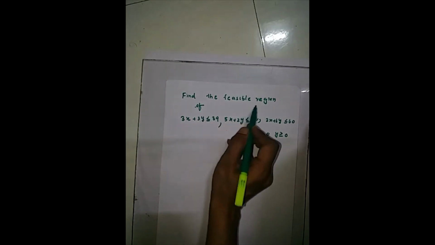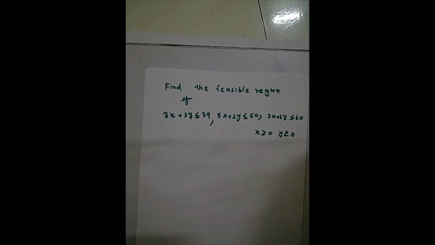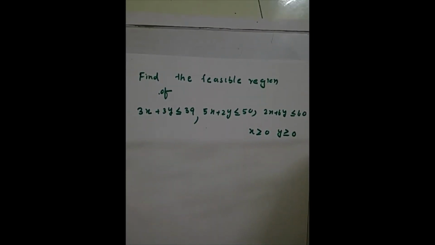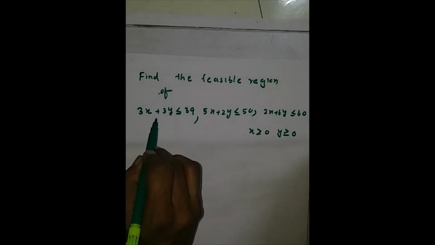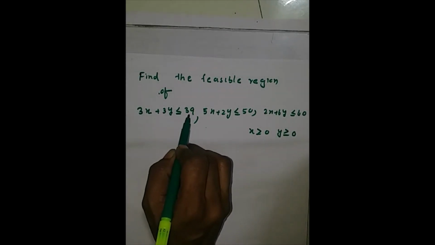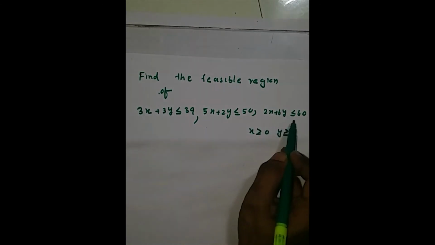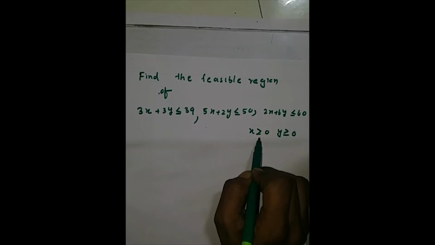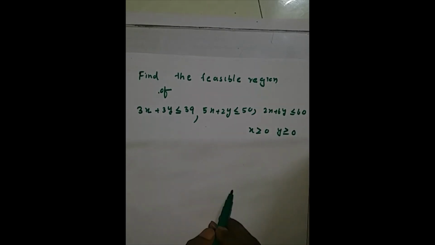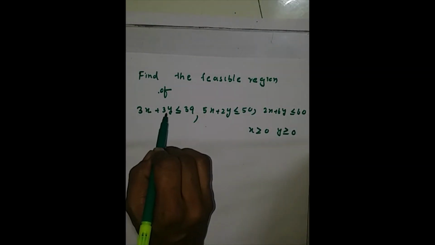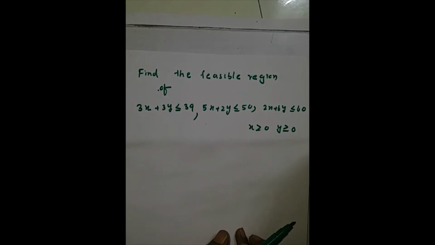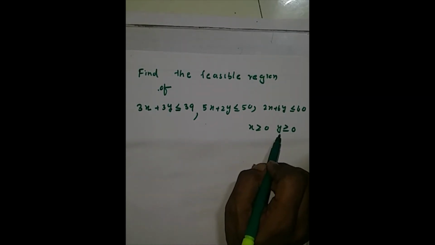Find the feasible region of 3x plus 3y less than or equal to 39, 5x plus 2y less than or equal to 50, 2x plus 6y less than or equal to 60, x greater than or equal to 0, y greater than or equal to 0. Feasible region means common region. So we have to find here the common region of three inequalities. Here also given x and y are positive, so we have to shade only the first quadrant.